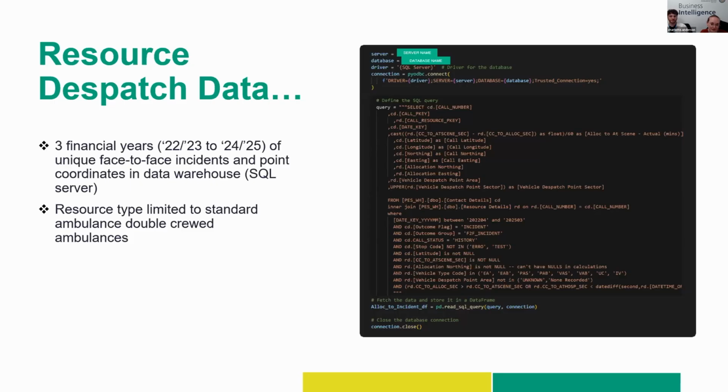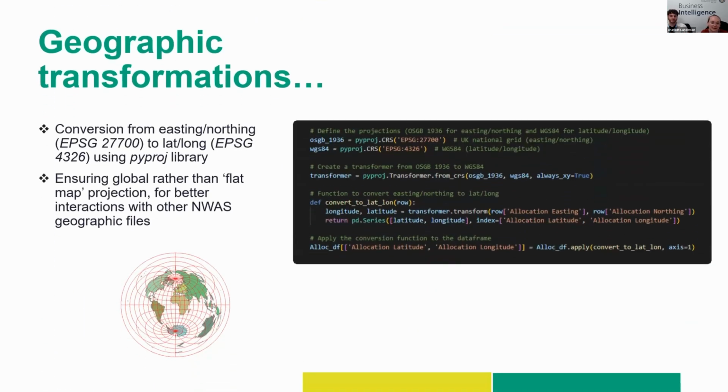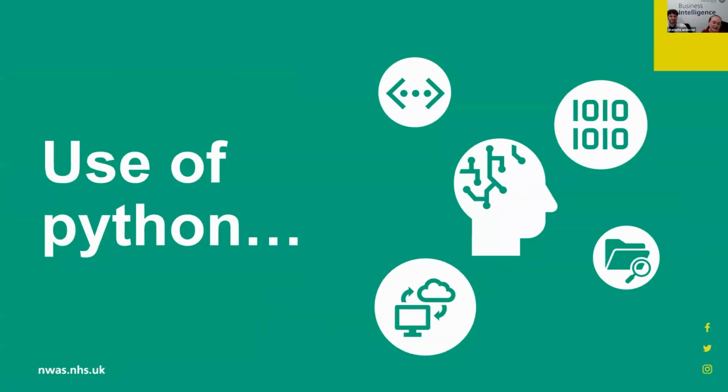So we started off extracting this from our warehouse in Python, and then, the way our data is recorded, we've got some things recorded in lat long, some things in northings and eastings, so we've had to do some conversions to get everything the same. And then we also wanted to look at it on a global map as opposed to a flat map, so we've had to do some adjustments to account for that as well.